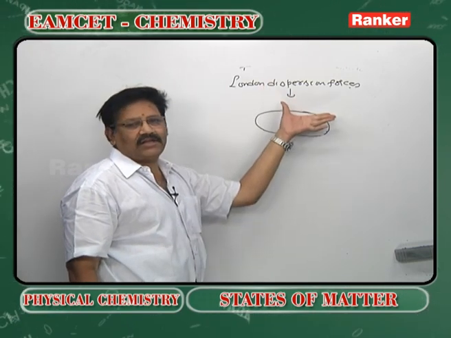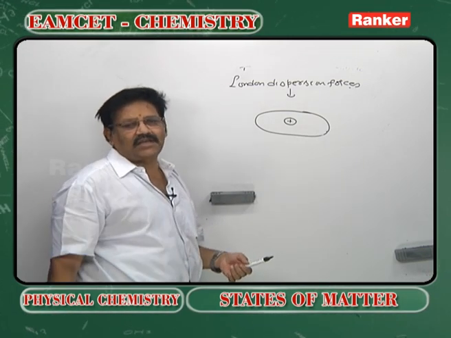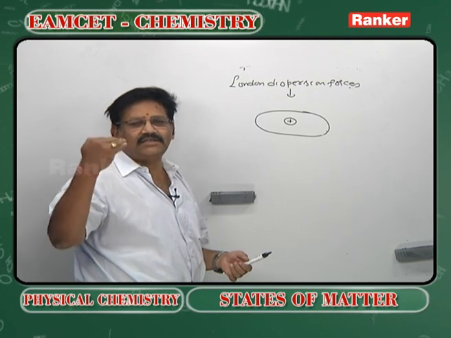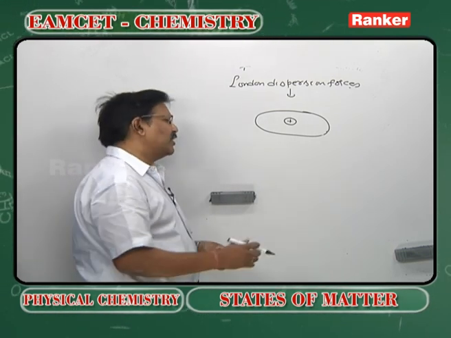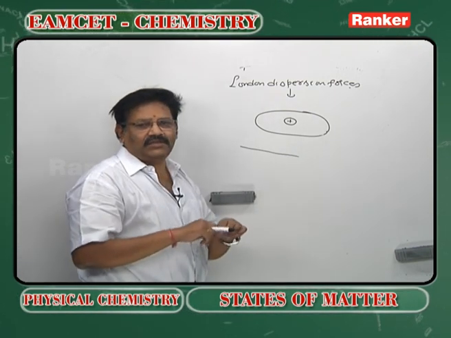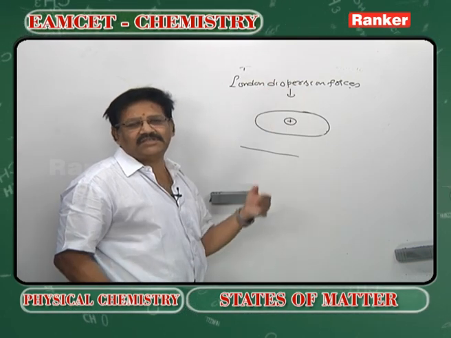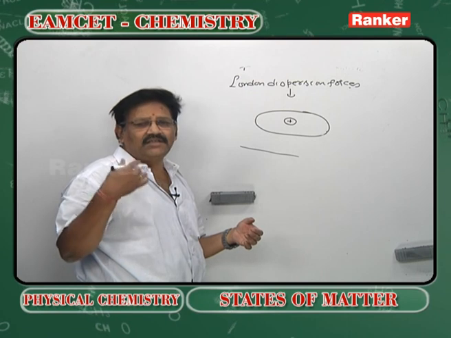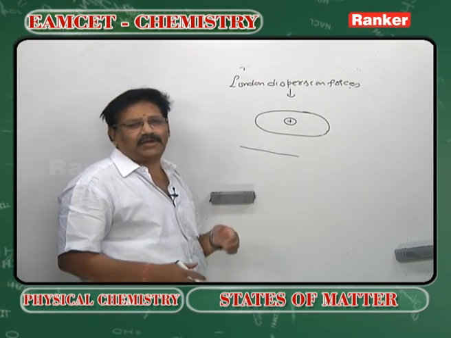The strength of the London dispersion forces will increase with an increase in the size of the molecule, or with an increase in the molecular weight. Among the hydrocarbons, with an increase in the length of the chain, the strength of the London dispersion forces will increase, leading to a higher boiling point.